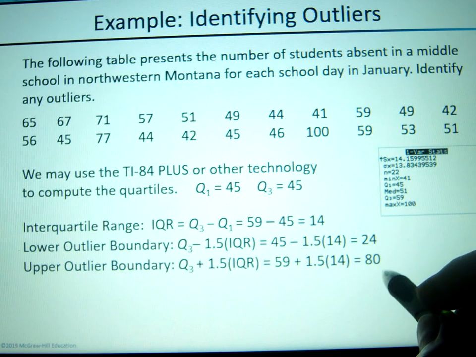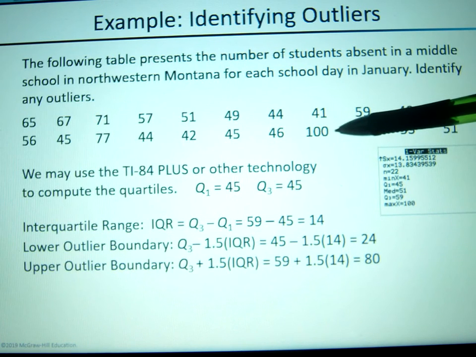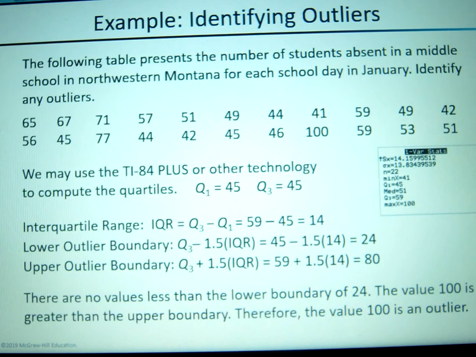And right away my eyes look straight to this 100. It's obviously bigger than 80, so this would be considered an outlier. And then you have to check and see, is it an outlier because it was a mistake when somebody put it in, or did something significant happen on that day where we had so many absences?